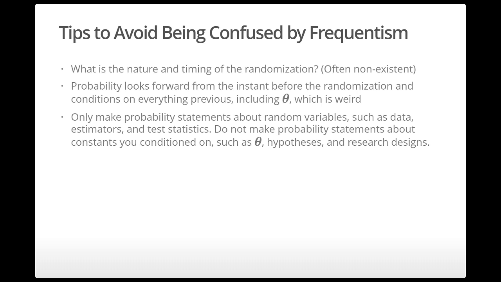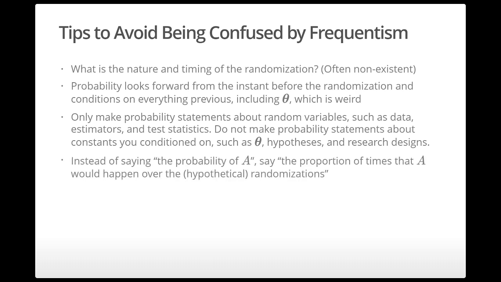Those are all fixed constants at the time of the randomization, and therefore all the probability statements are conditional on those, rather than being able to make probability statements about theta, or to say that based on the data your hypothesis is probably true. None of those are admissible statements under the frequentist way of looking at probability, because those are all things that are conditioned on rather than being treated as random variables.